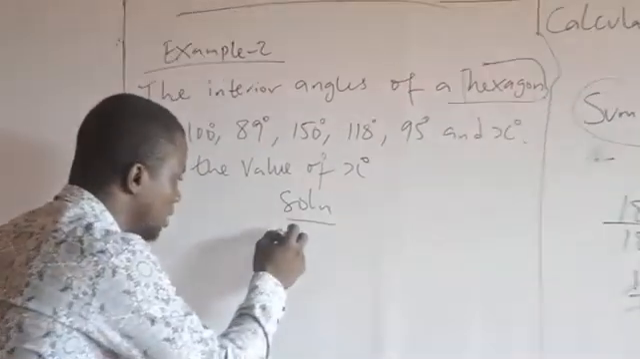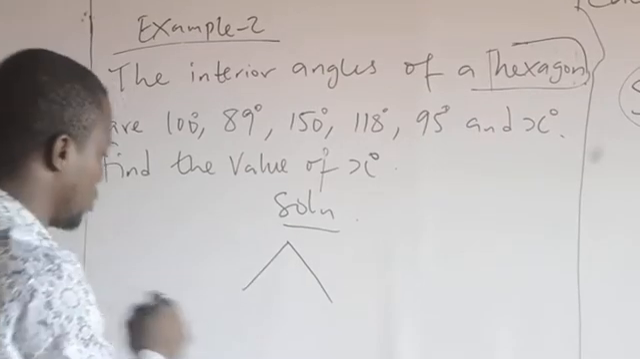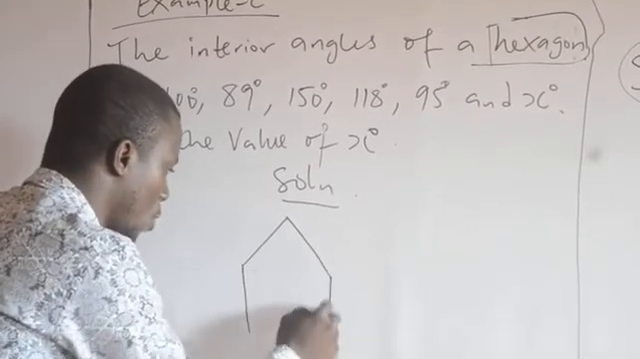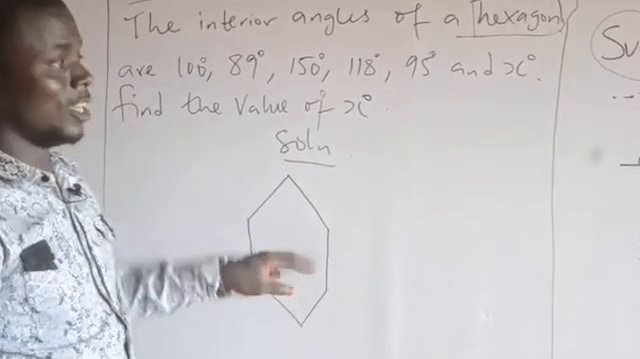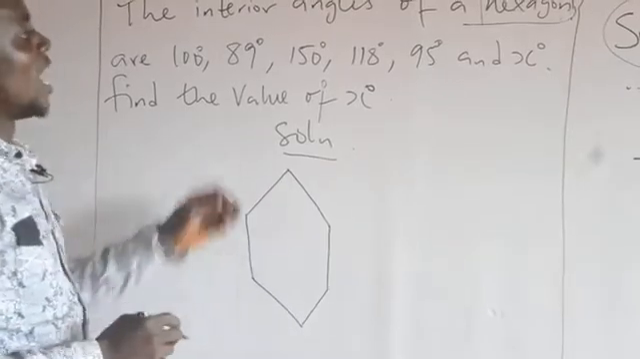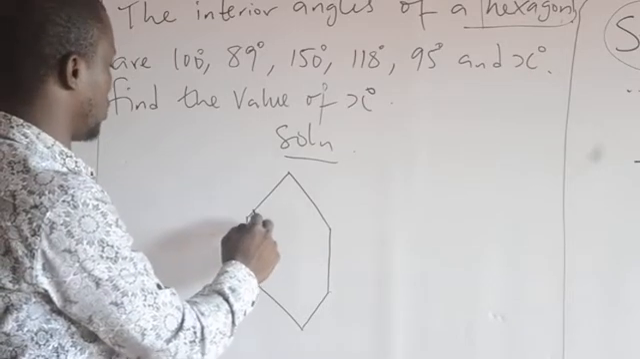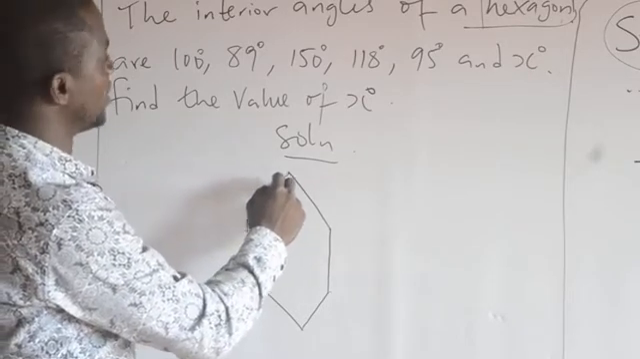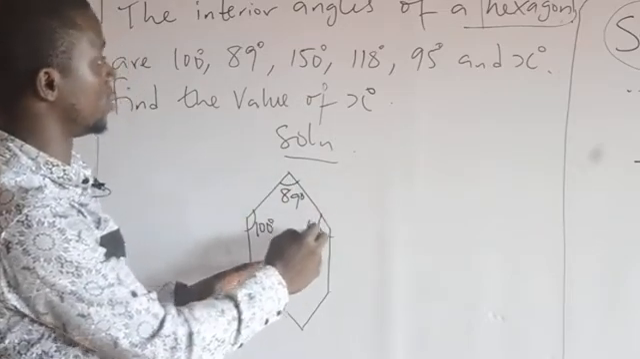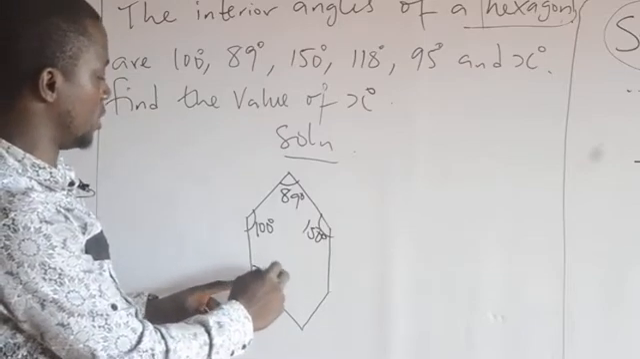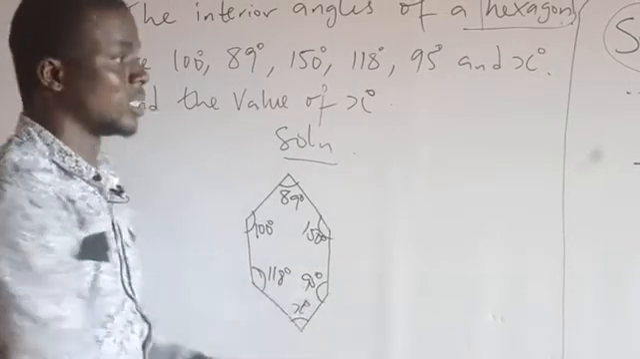The hexagonal shape is drawn like this: 1, 2, having 6 sides, 3, 4, 5, 6. Don't mind the diagram. So all the angles located, let's say here is 100 degrees. Here, let's take this to be 89 degrees. Here is 150 degrees. Then here, we have 118 degrees. Here, 95 degrees. Then here, the unknown angle, which is S degrees.